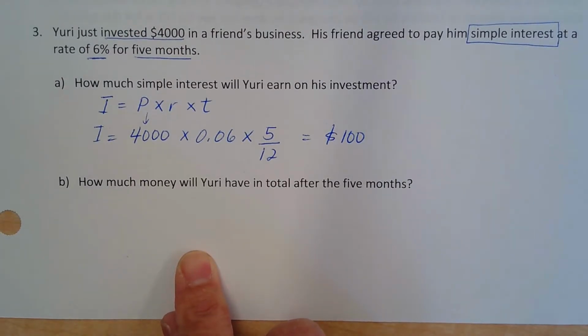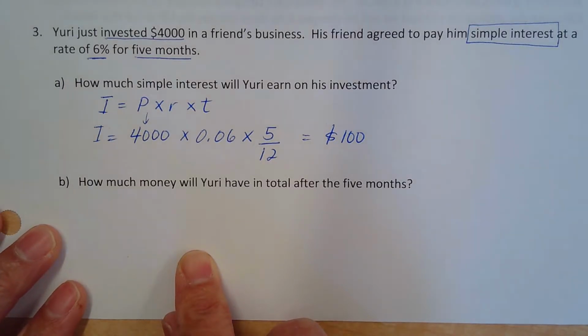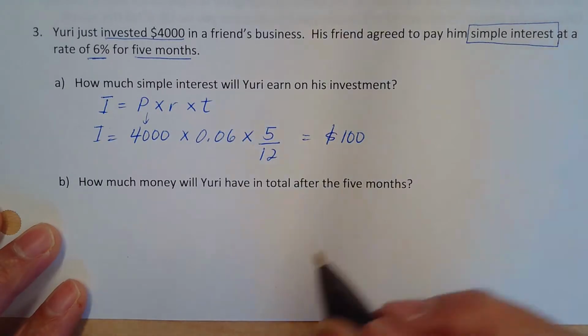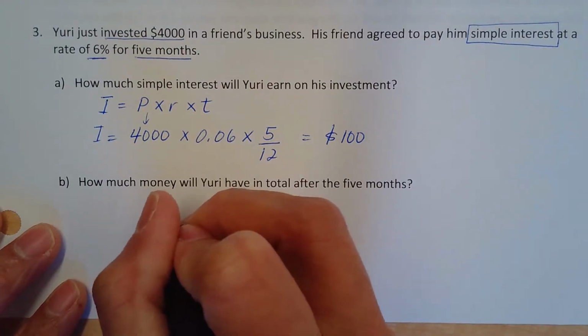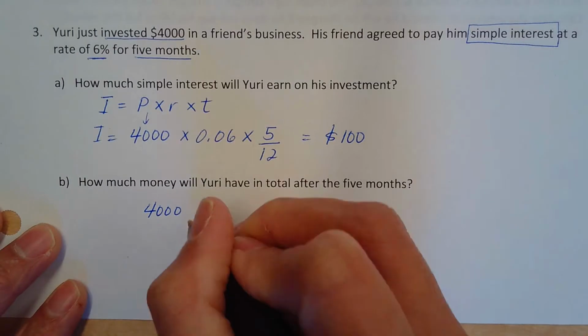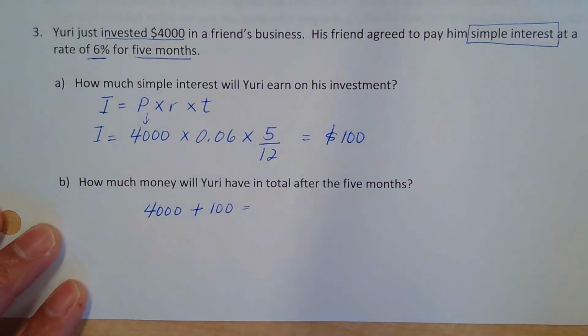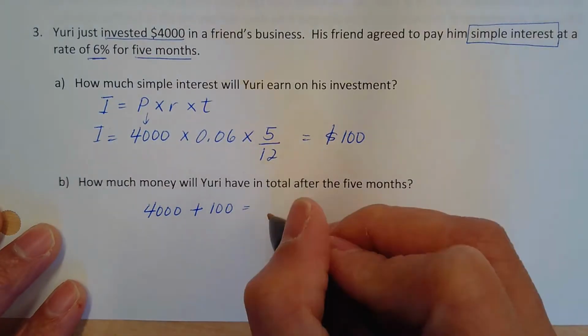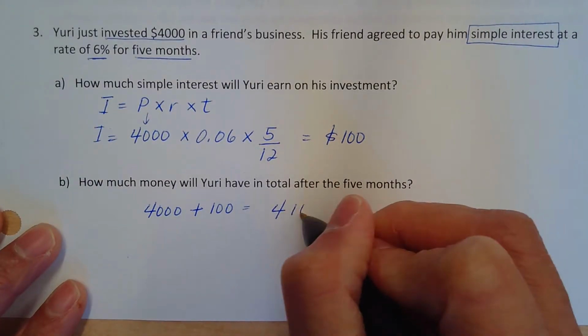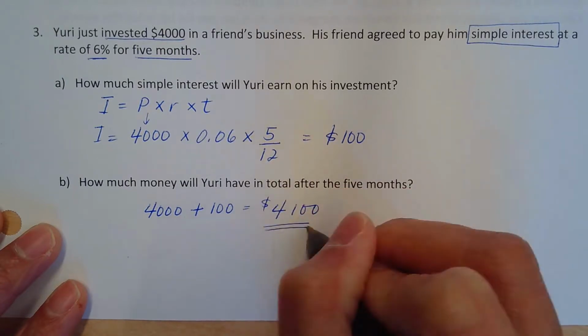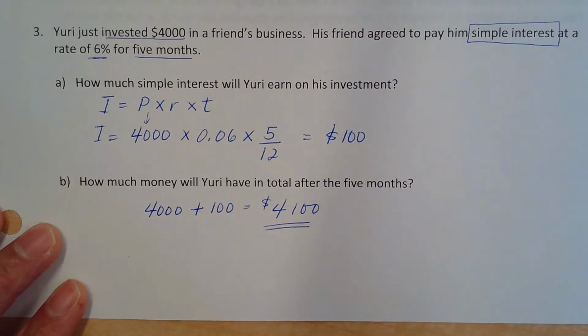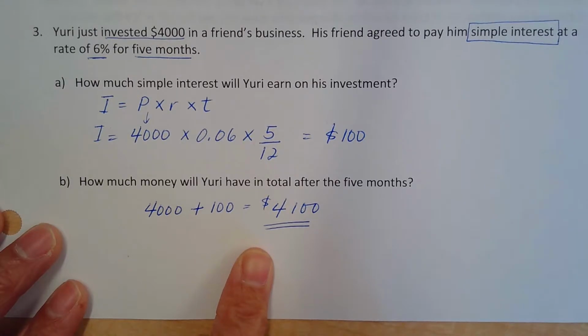Question B, how much money will he have in total after 5 months? So in 5 months, he has the $4,000, and then his money grew by $100. So he has $4,100 now after 5 months. Used to be $4,000, but then his money grew by $100, so now it's $4,100.